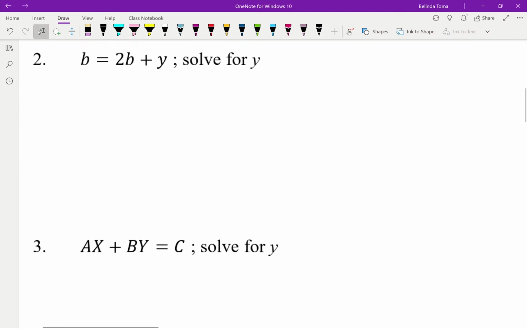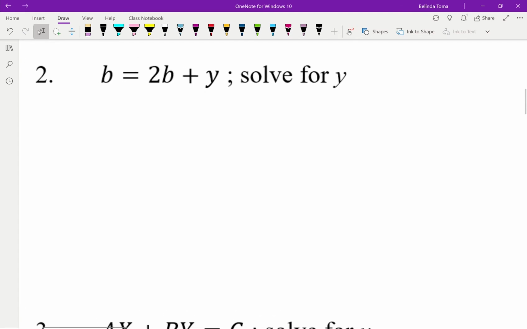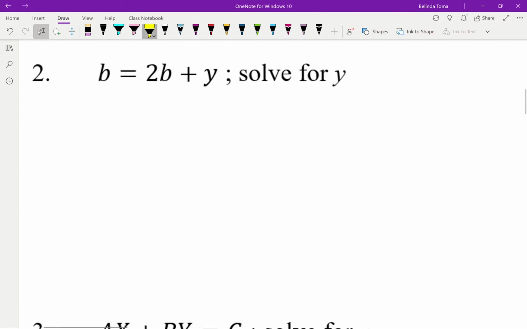Okay, so here's another one-step equation where we have b is equal to 2b plus y, and we want to solve for the variable y. Well, notice here that we have plus y, so what we're going to do is undo that and subtract 2b. So really what matters here is that it's a positive 2b. We're going to subtract 2b from both sides, and that's going to give us a negative b, because these are like terms. 1b minus 2b is negative 1b, is equal to y.